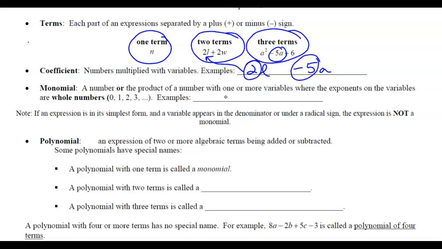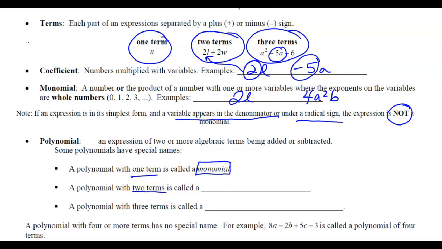But in any case, examples here would be just what we had there. So 2L, 4A squared B, those are monomials. Things to note: if a variable is in the denominator or under the radical sign, it is not considered a monomial. It might be just one term, no adding or subtracting, but we just call it one term. We don't call it a monomial. So polynomial means, poly means many. Monomial is specific to one term.